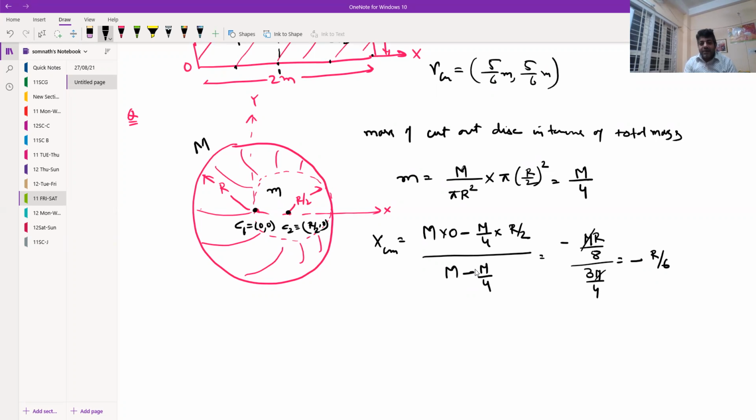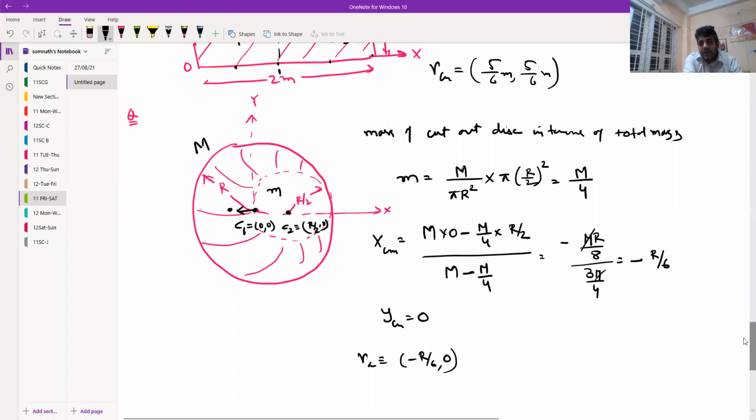Yes, sir. And for y center of mass, directly you can write 0 because both coordinates are 0. So basically what do you mean by that? That mass is shifted towards this side, right? So your center of mass is minus r by 6, 0. Yes? Everyone, yes?